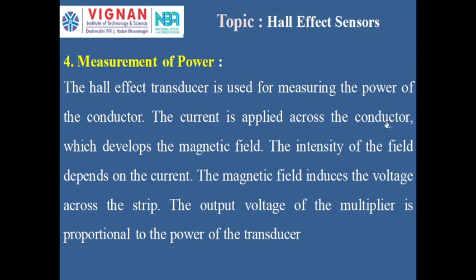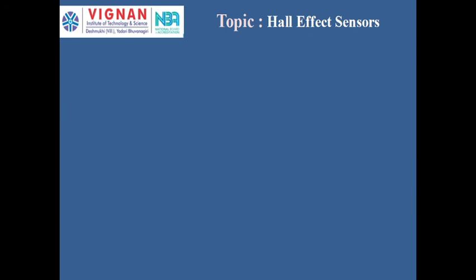Here the current is applied across the conductor, which develops the magnetic field. The intensity of the field depends upon the current. The magnetic field induces the voltage across the strip. So the output voltage of the multiplier, we can take some multiplier, is proportional to the power of the transducer. So like this, there are some applications of Hall effect transducers.